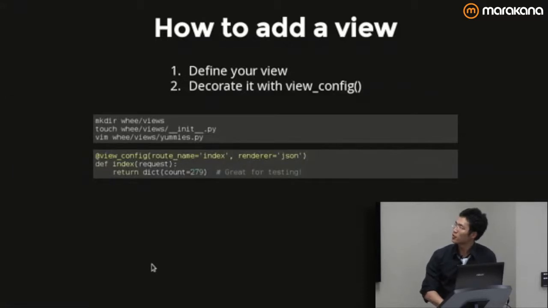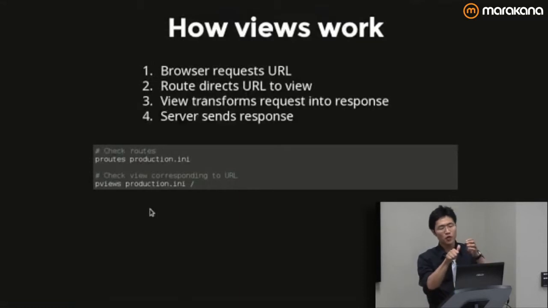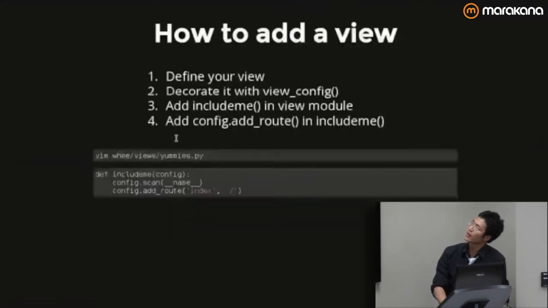Okay, so how to add a view. If you remember, just as I said before, the purpose of a view is it transforms a request for a URL into a response. And in Pyramid, if you want to add a view, first you define your view. So we're defining a view called index. It takes a request and returns a response that's rendered into JSON. Okay, and then you specify things with the view config decorator.